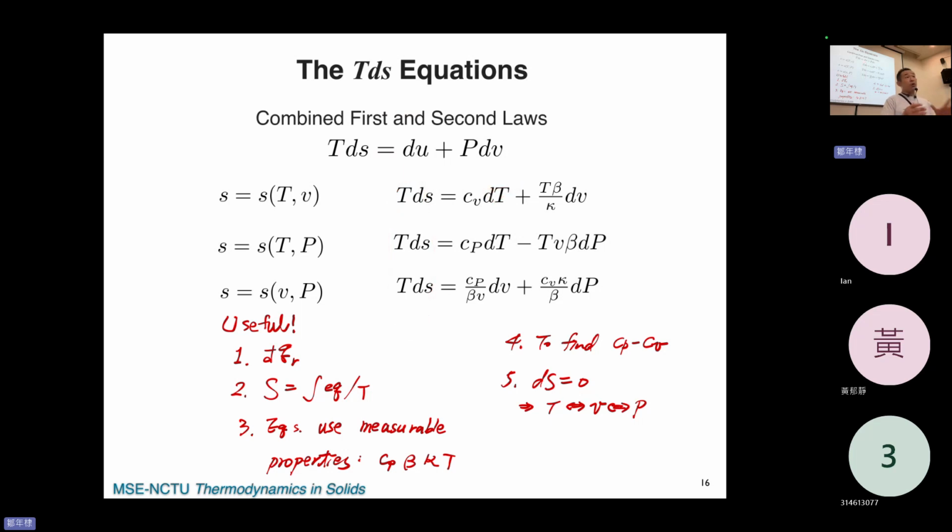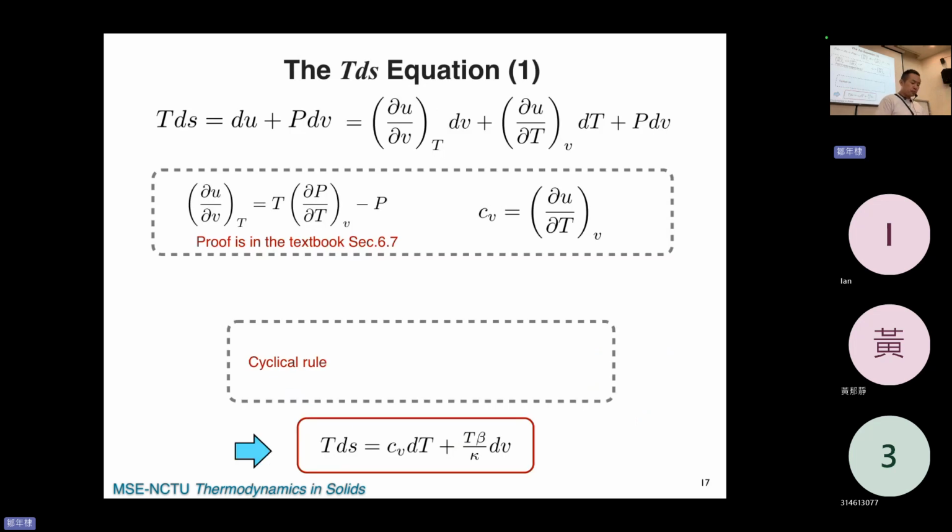Okay, so let's continue our proof for the TDS equation 1.